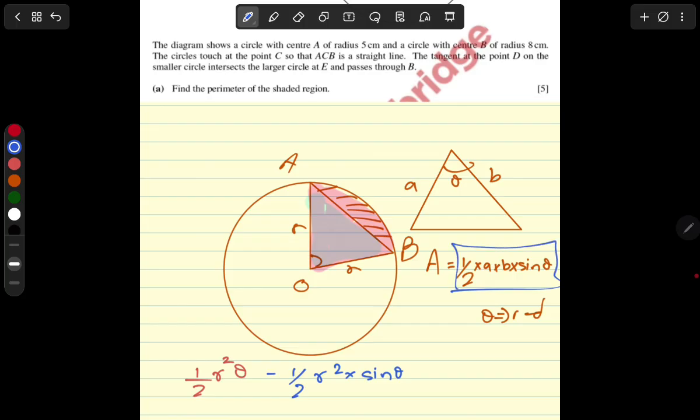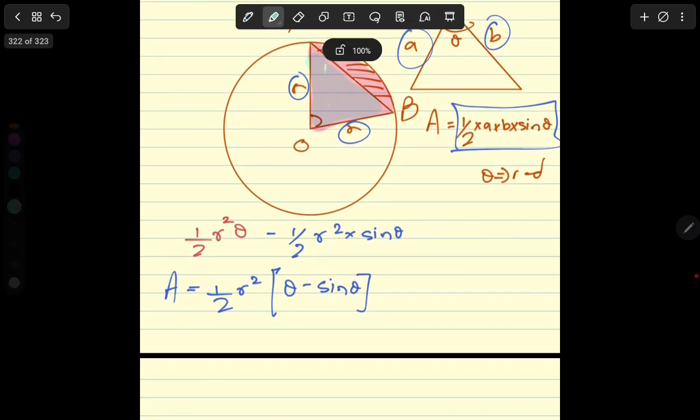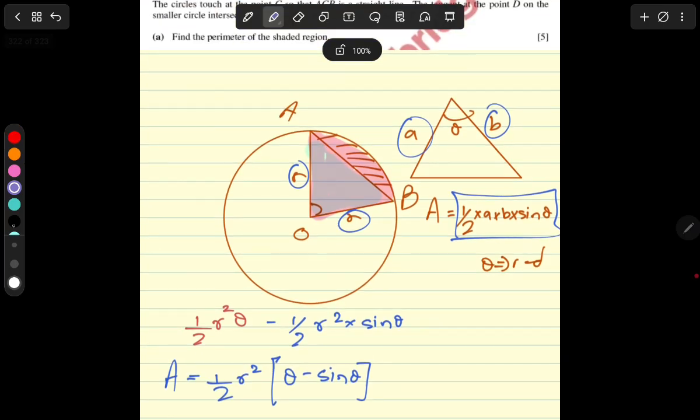Which is right here, because this is A, this is B, just like we had an A here and a B here. So now I can take half r square common. This is going to give me theta minus sine theta, where this sine theta definitely has to be in the radians mode. And this is going to give me this pink area right here. I'm going to shade it again with black so that I can distinctly mark it for you. So we wanted this area, and this area is right here.